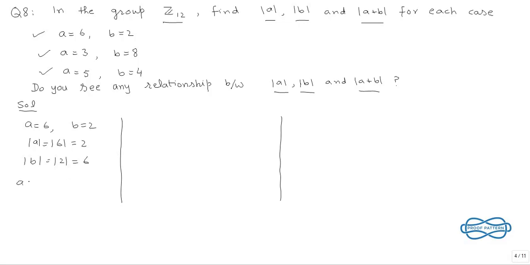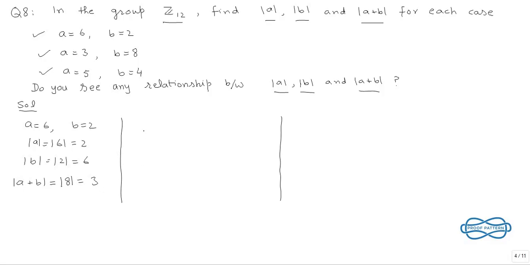And similarly, a plus b is equal to 6 plus 2, which is 8. The order of 8 is 3, because if we add 8 three times, 8 plus 8 is 16, which is congruent to 4 mod 12, and then once again if we add 8, we will get 12, which is congruent to 0 mod 12.